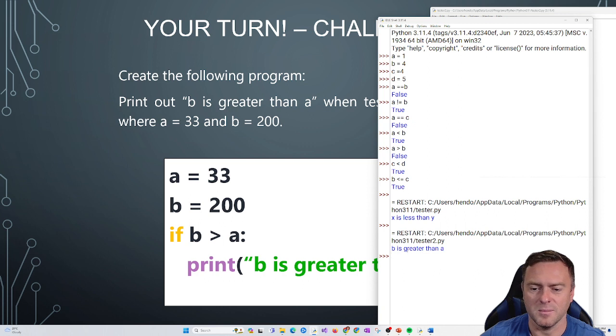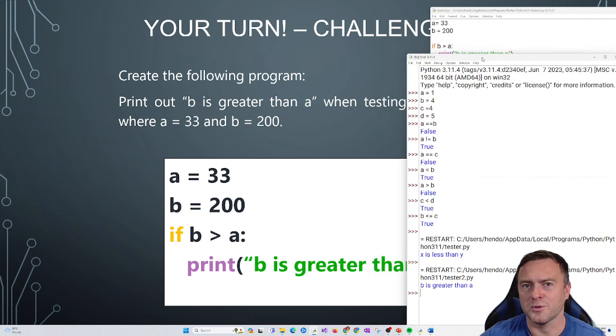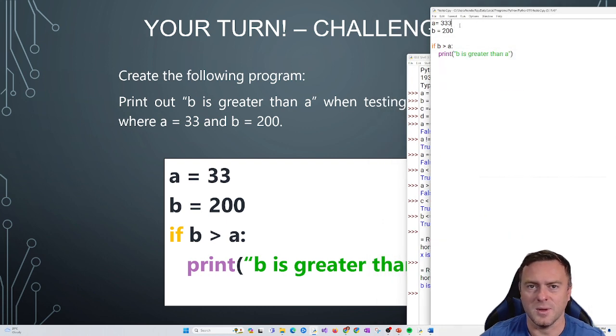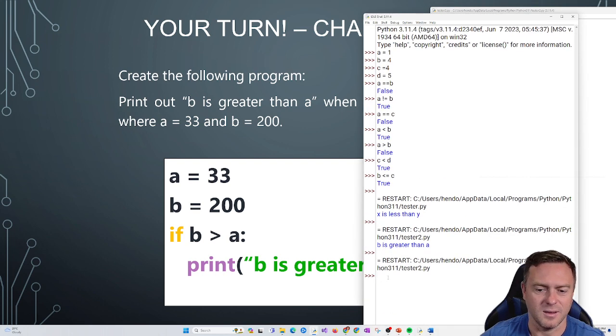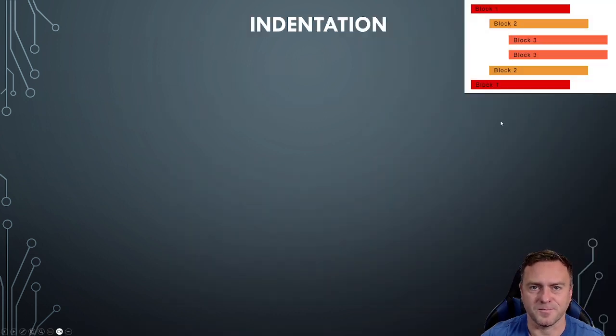Yep, there we go. So B is greater than A, which in this case 200 is greater than 33. Now just to prove that this doesn't work, if you make it the other way around and then we run it, what should happen? Nothing. Because this bit of code was not executed and therefore nothing was meant to happen afterwards.